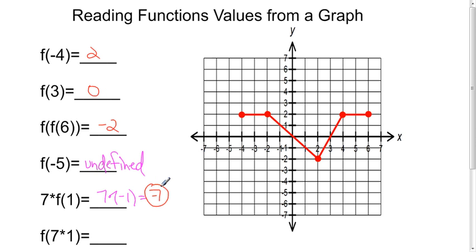Now, this last one may look sort of similar in that it's got a 7 in it, a 1 in it, and a multiply, but we see here it's actually saying that it's f of 7 times 1. So that's the same as f at 7. And that means to go to 7 on the x-axis and find its paired value on the graph, and you see there is in fact none. So that again is undefined.